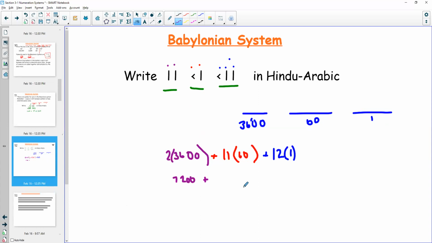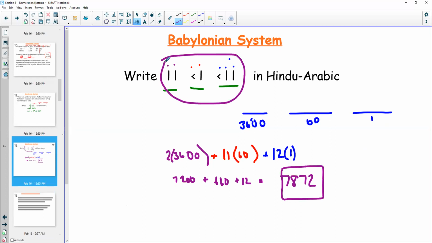Plus 11 times 60 is 660. Plus 12. 12 times 1 is 12. If you add all that up, I get 7,872. And that's the... 72. Yeah, that's right, sorry. That's the value of that Babylonian numeral, okay?